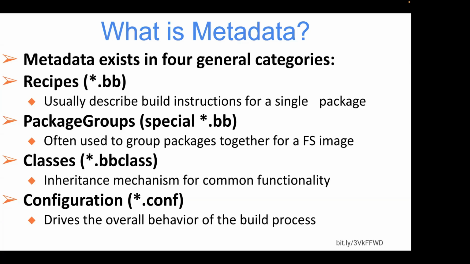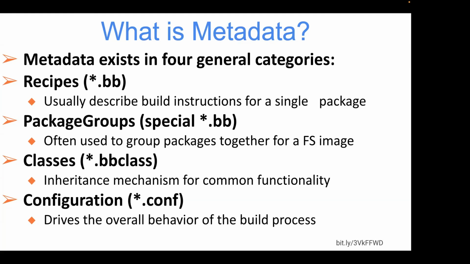And again, it tries to remove as many repeated steps as possible by putting the common things together in that starting point. You essentially derive a recipe from a BB class through inheritance. We use the inherit keyword in order to inherit from a BB class to make that work. Recipes always end in .bb. BB classes always end in .bbclass. These conventions are important. They are assumptions that are made by the tools.